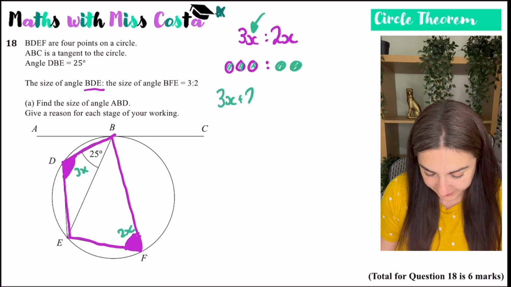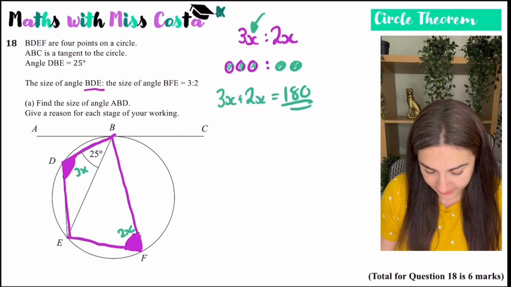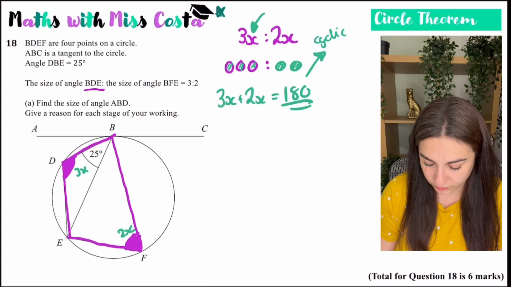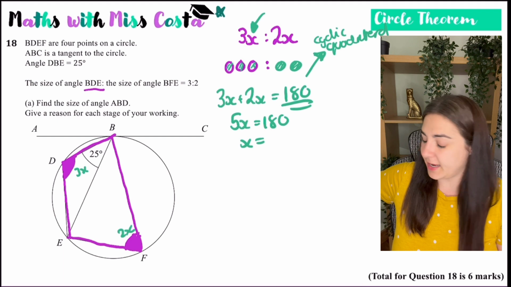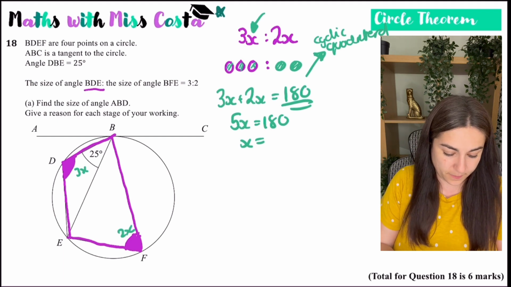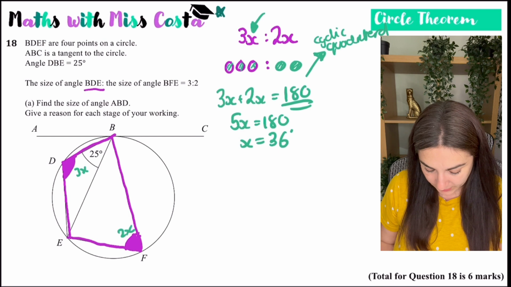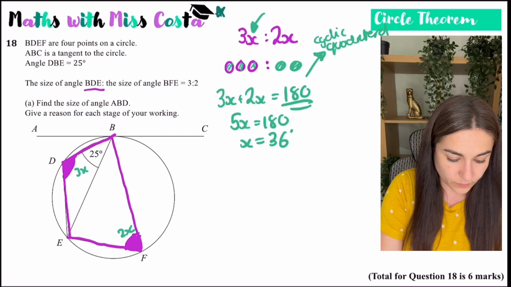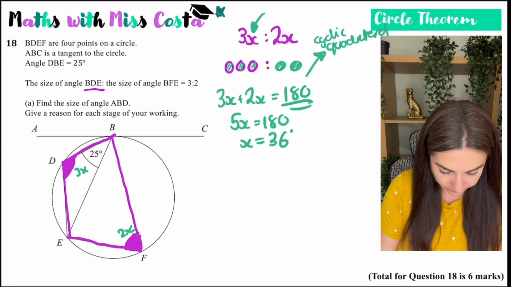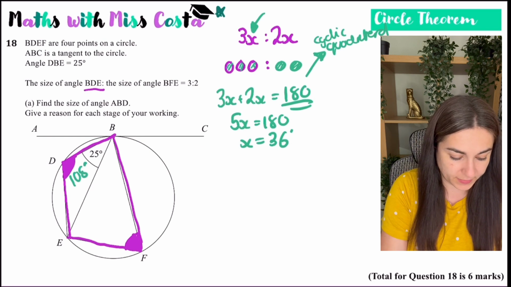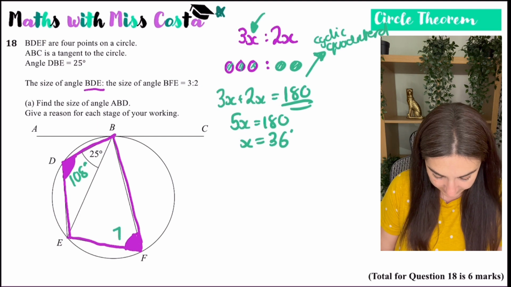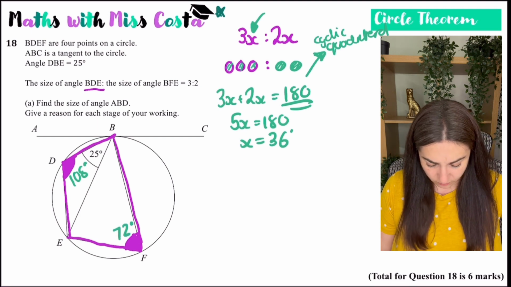So 3x plus 2x must equal 180, and the reason would be cyclic quadrilateral sums to 180. So 5x equals 180, therefore x equals 180 divided by 5, which is 36 degrees. Therefore, 3 times 36 is 108, so this angle here is 108 degrees, and then 2 times 36 is 72, so this angle here is 72 degrees.